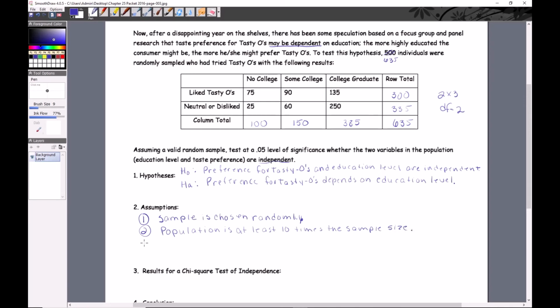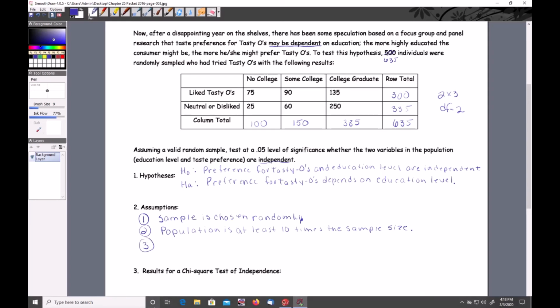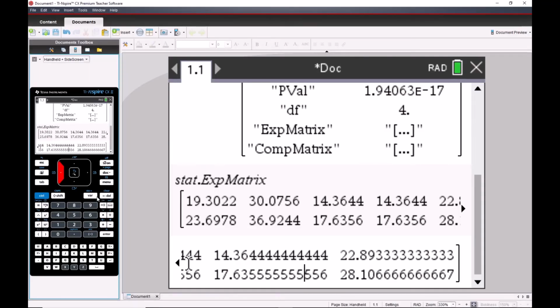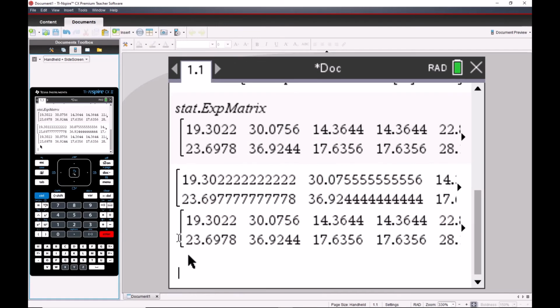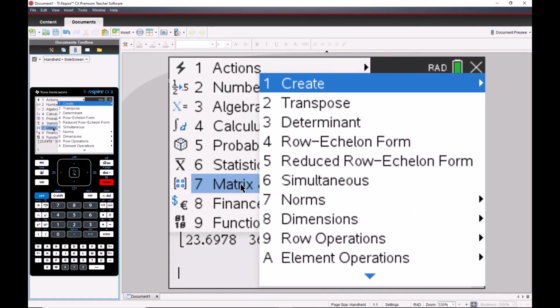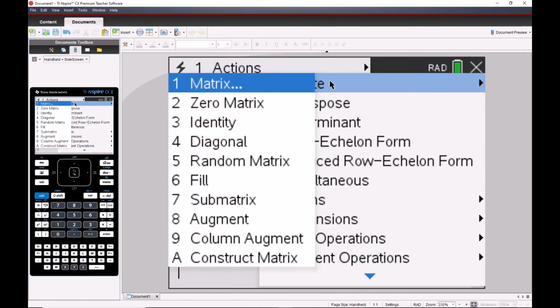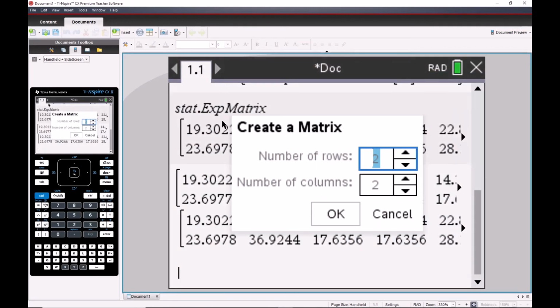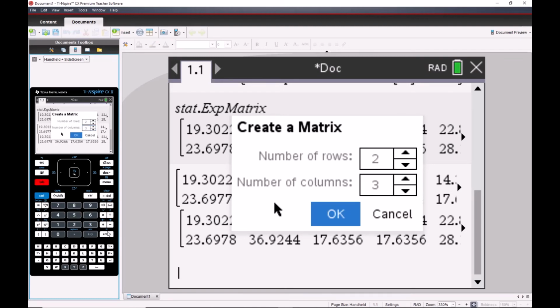Okay, and the third one about your expected counts, we don't know that one. So it's about here where we need to default to the calculator. So here we go. Just hit enter and you can get down to an open field. And we're going to create a matrix again. So menu, matrix and vector, create a matrix. And remember it's 2 by 3. So leave the 2, change that to a 3, hit OK.